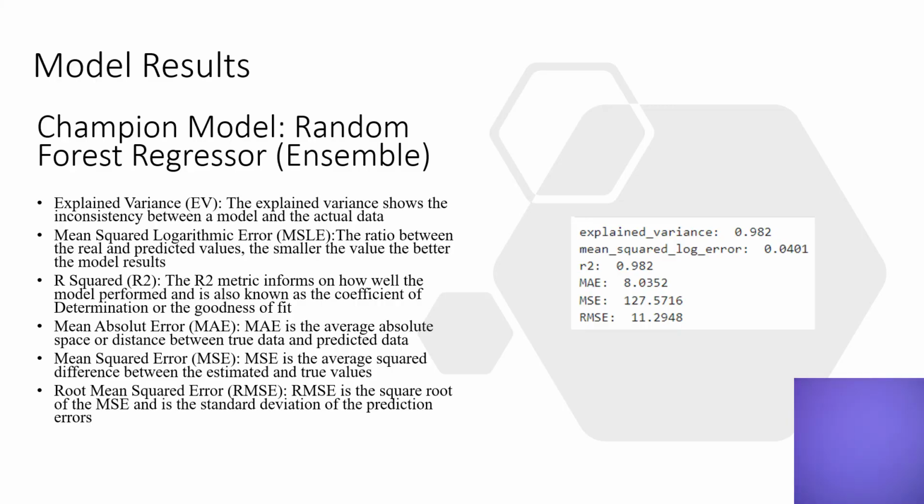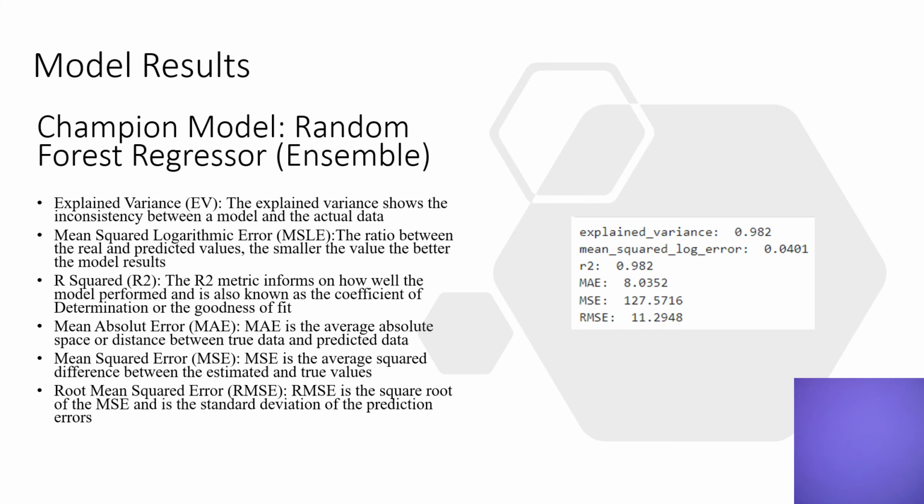The random forest regressor model produced 6 metrics. It's going to be going through the explained variance, the mean squared logarithmic error, R squared, mean absolute error, the mean squared error, and root mean squared error. The explained variance shows the inconsistency between a model and the actual data. A high EV between 60 and 100 is ideal for a good model performance. The MSLE is the ratio between the real and predicted values. The smaller the value, the better the model results.